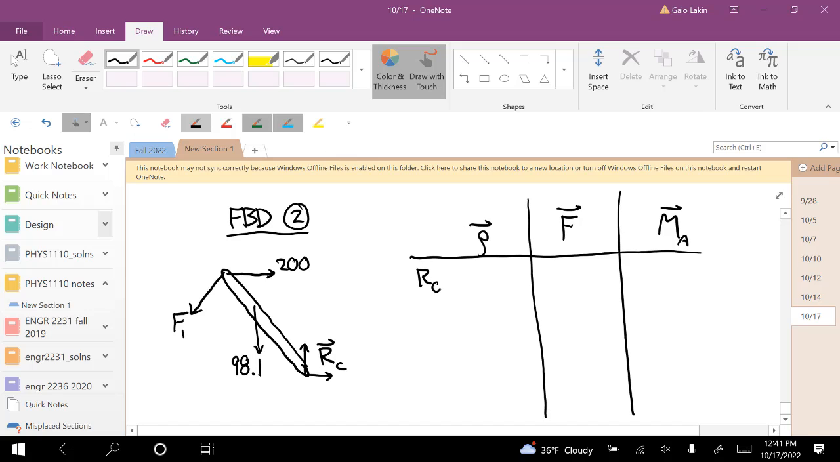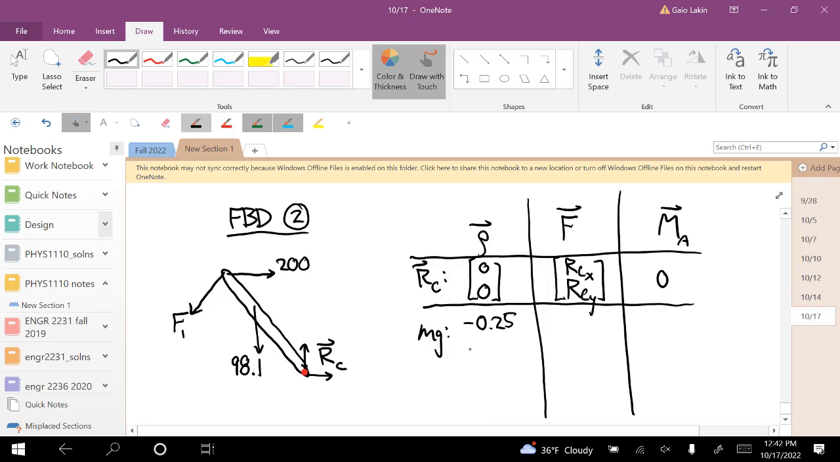Okay, so first RC, I'll put the about point down here at C. So the r vector is 0. Force vector is RCX, RCY. Cross product is 0. Then the weight force, that's at negative 0.25, positive 0.433, and the weight force is 0, negative 98.1. So the cross product is positive 24.525.